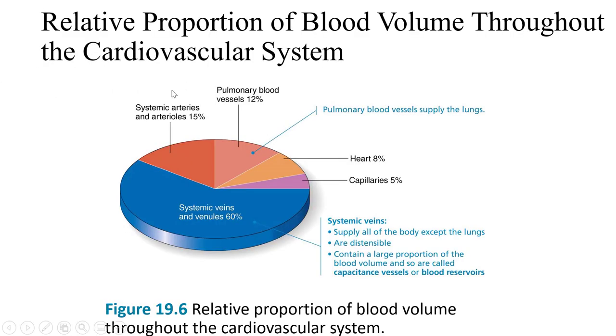And here's actually a very good pie chart showing where you will find the blood in all of the blood vessels. The systemic arterioles would carry only 15%. The pulmonary blood vessels, 12%. Heart has 8% of our total blood volume. Capillaries has only 5%. And where do you find most of our blood? Right there in our veins.